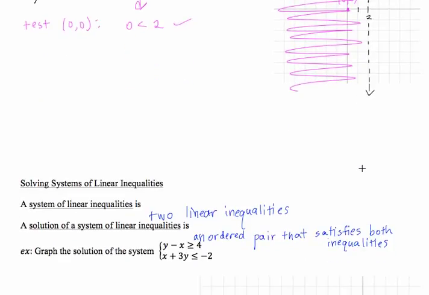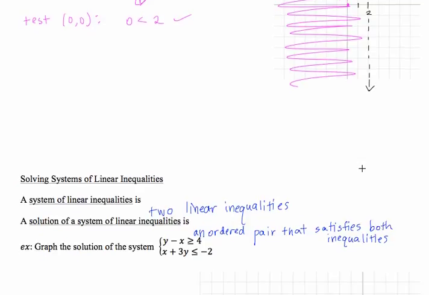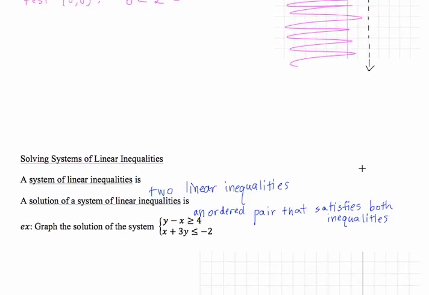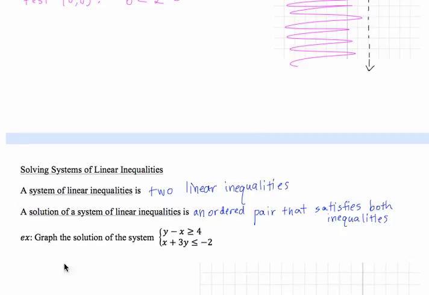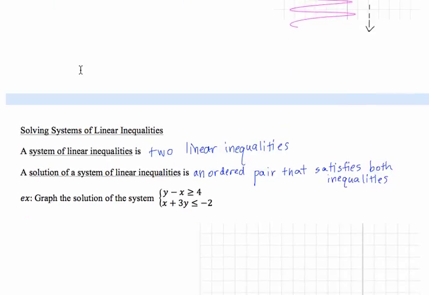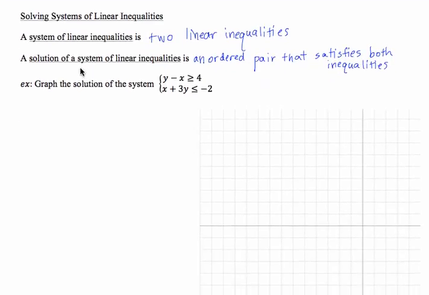Okay, let's move on to solving systems of linear inequalities. Now this is fun. A system of linear inequalities is 2 linear inequalities. A solution to a system of inequalities is an ordered pair that satisfies both of the inequalities. So for example, here's a system of inequalities. There are 2 linear inequalities here. The solution set is the set of xy points that actually makes both inequalities true.